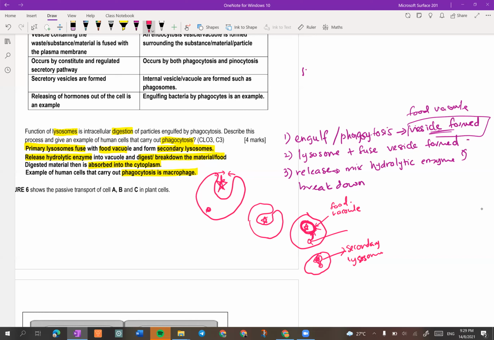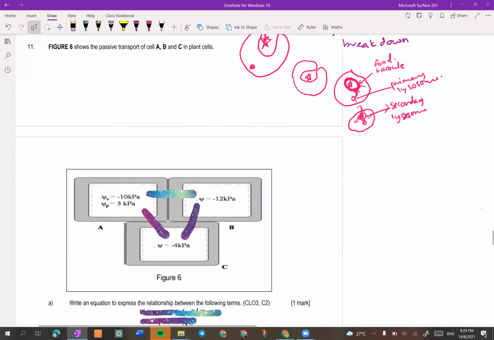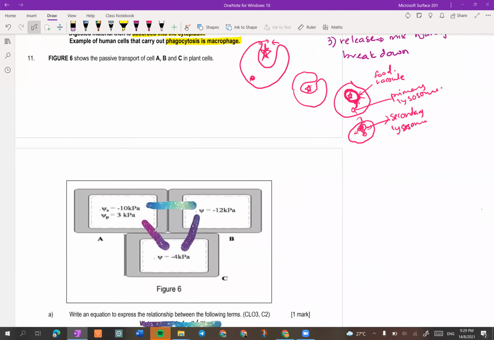Well, this one, just the lysosome alone, is what we call a primary lysosome. And then the hydrolytic enzyme, as you know hydrolysis means breaking, so it will break down everything there, and then it will absorb only the good things, and the bad ones it will expel by exocytosis later, the ones not needed by the body. Right. Number 11, it shows the passive transport of cell A and cell B in a plant cell.